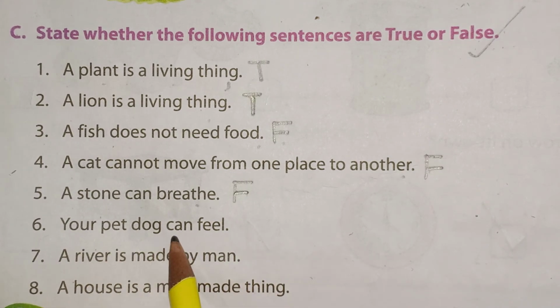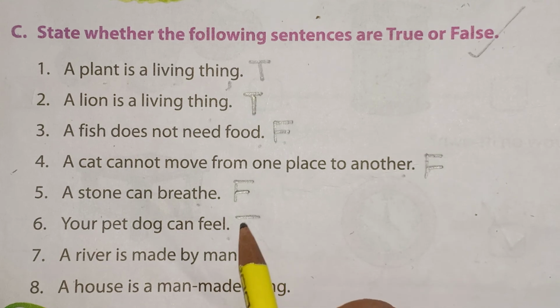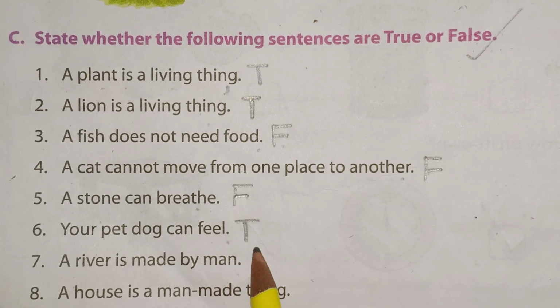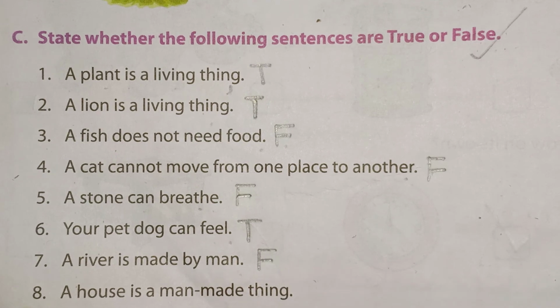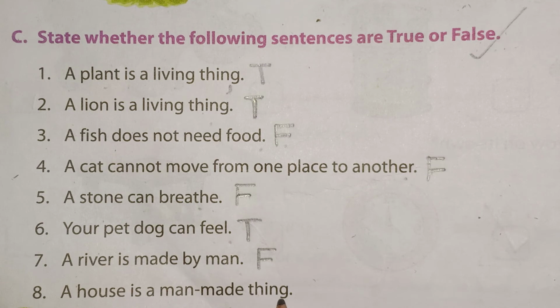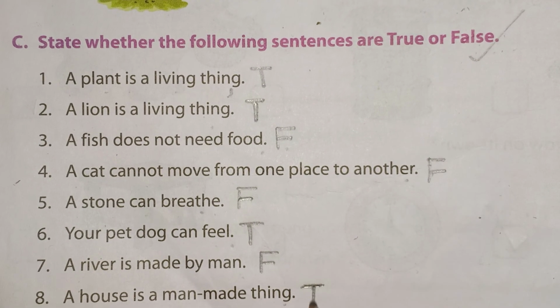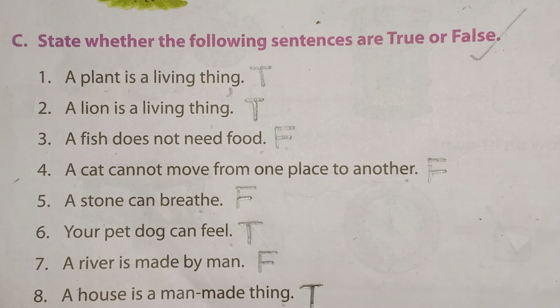Your pet dog can feel. Yes, if you hit your dog, it gets hurt, so it can feel. So it is a true thing. A river is made by man. We make the river? No. So it is a false statement. A house is a man-made thing. Yes, we make the house. So it is true. So this is the true and false.